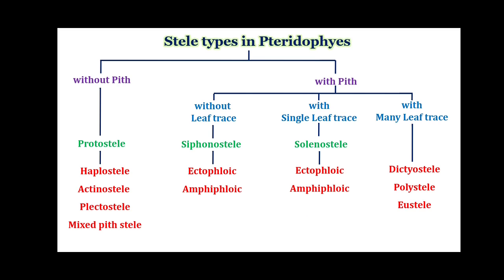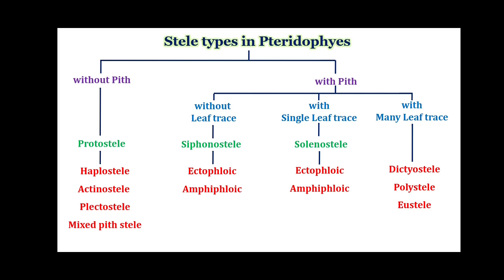Now there are different categories on the basis of various characters for the stele. These categories are named after a certain character. The first character taken into consideration is the presence or absence of pith. If the pith is absent, that is without pith, then it is called protostele. There are four types: haplostele, actinostele, plectostele, and mixed pith stele.